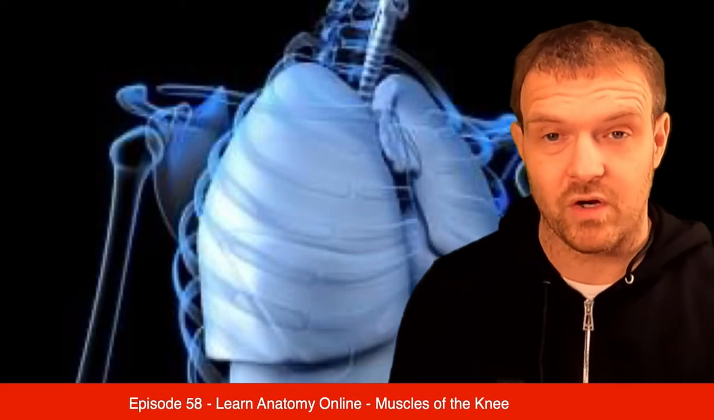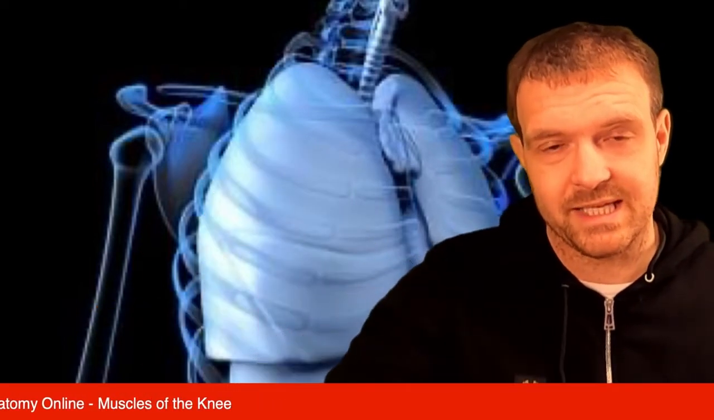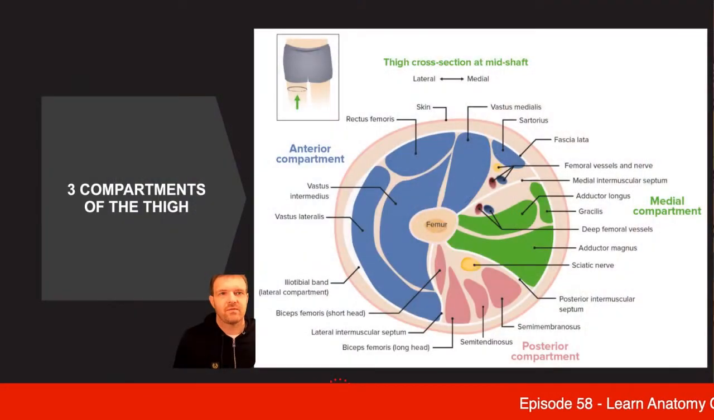So if you've not heard of that before, that's what that is, and we'll have a look at the posterior compartment today, and where the hamstring muscles go from and to. Okay, so hopefully we'll get all of these sorted by the end of the day. So let's just flick onto this.